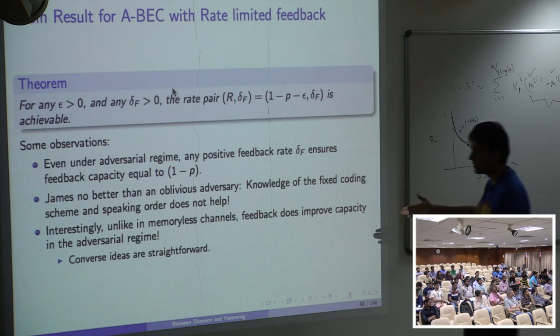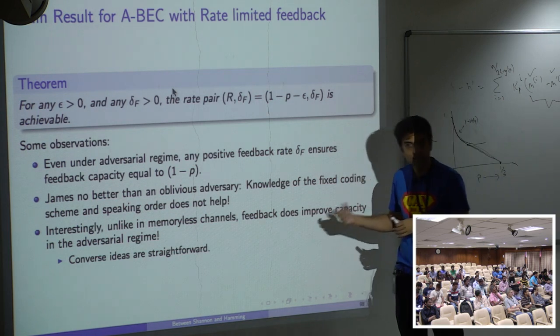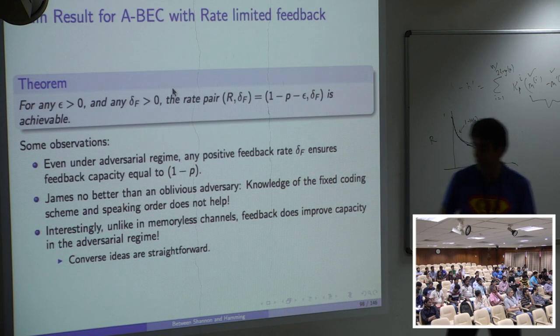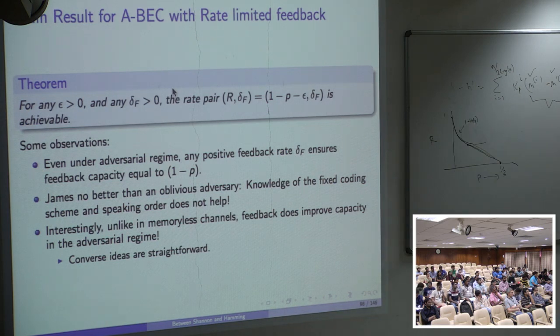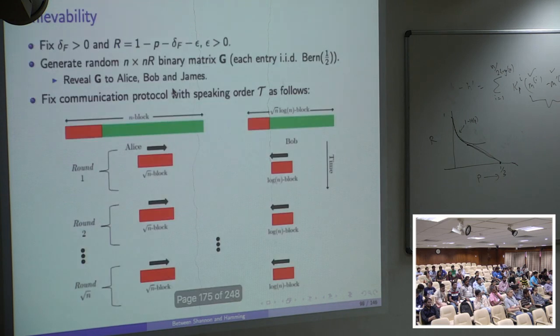Okay. Yeah, so in this case, notice feedback does improve the capacity in the adversarial regime, right? Even vanishing feedback. Okay. So the converse is clearly 1 minus p. You can't hope to do more than 1 minus p. James could always erase p times n bits. So here's how an achievability would go.